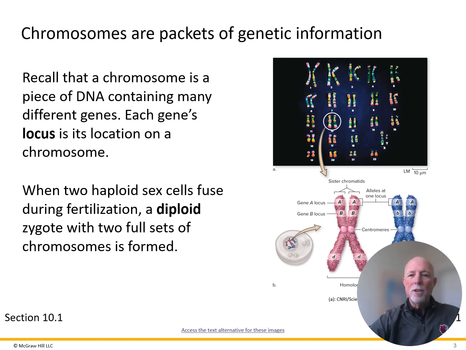You received half of your chromosomes from your mother, half from your father. Here's chromosome number 1. You received 1 from your mother, 1 from your father. Here's chromosome number 22. You received 1 from your mother, 1 from your father. Even the sex chromosomes, you received 1 from your mother, 1 from your father.